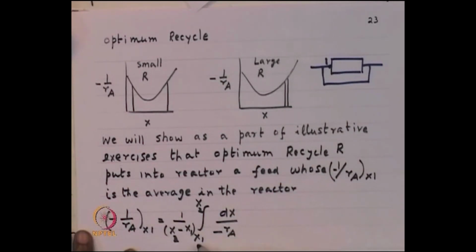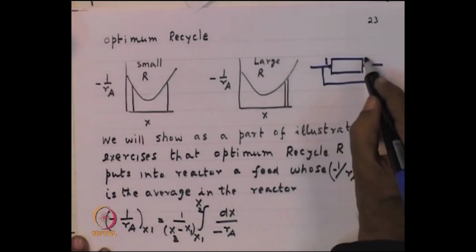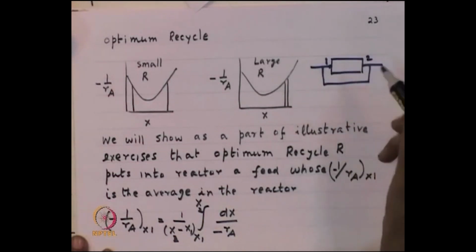The integral of dx by minus R A from x 1 to x 2, divided by x 2 minus x 1, is the average value of this rate over that interval. Is it clear? The right hand side is the average value of this function in the interval x 1 to x 2.